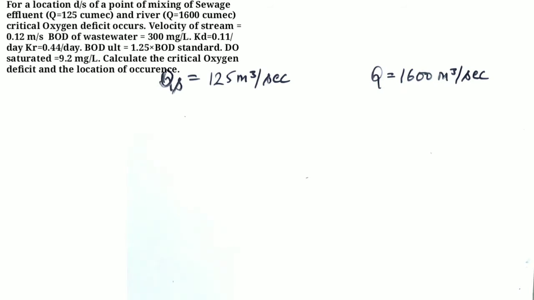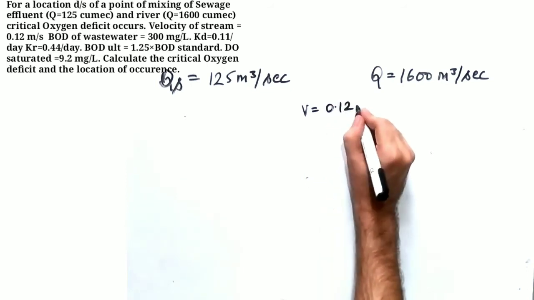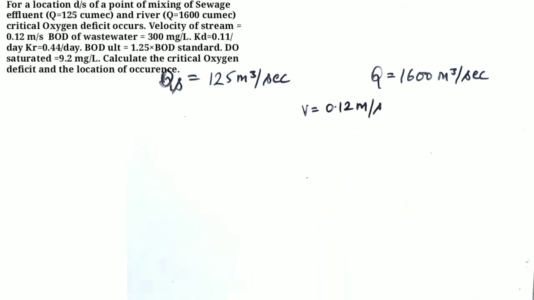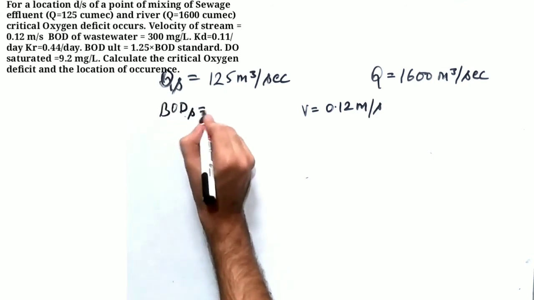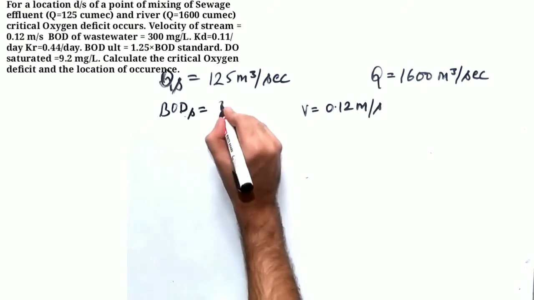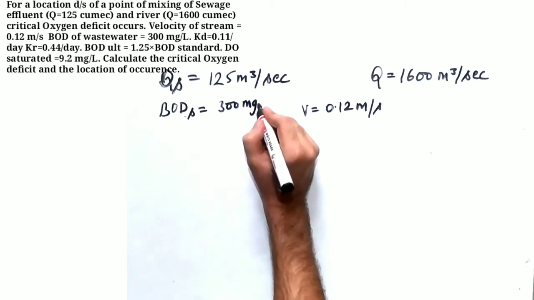At some particular point critical deficit will occur. This is stated in the question. Definitely whenever the stream is mixed, at some point there will be a critical deficit. Now the velocity of the stream is given as 0.12 meter per second. And the BOD of wastewater, this is the BOD of sewage, is given as 300 milligram per liter.